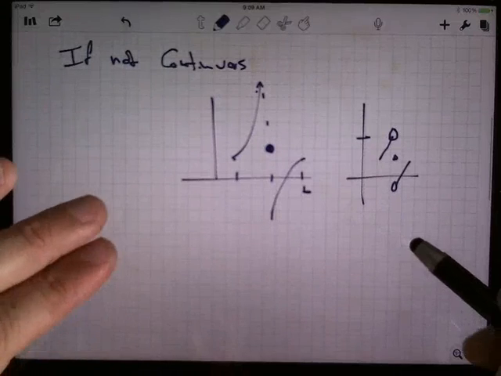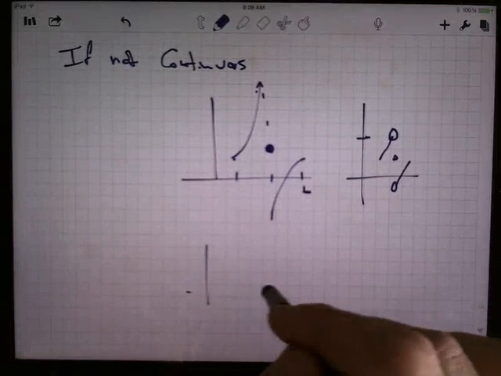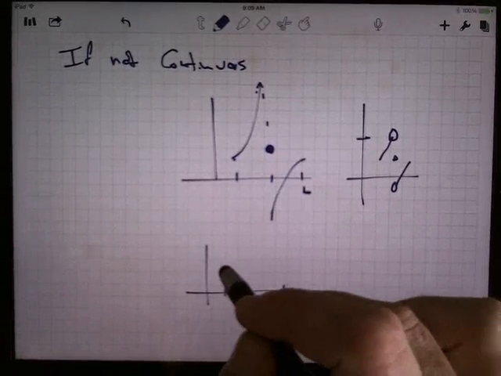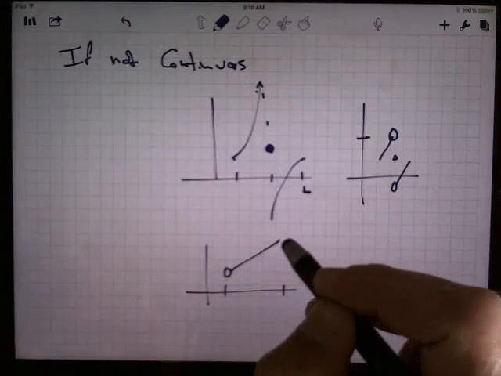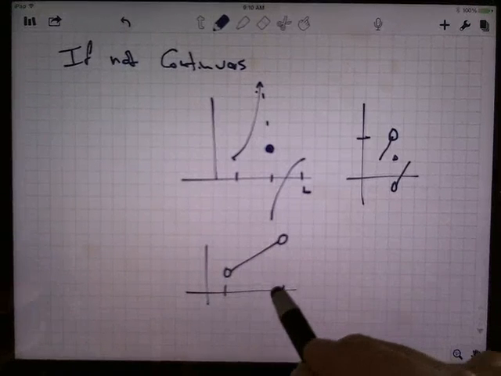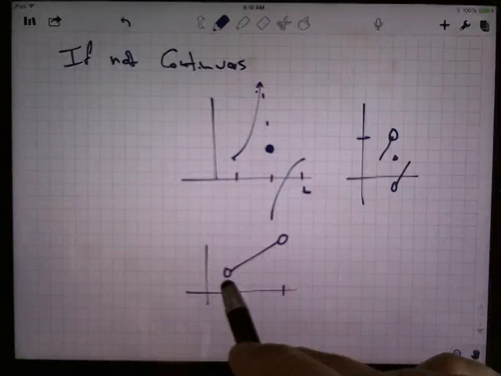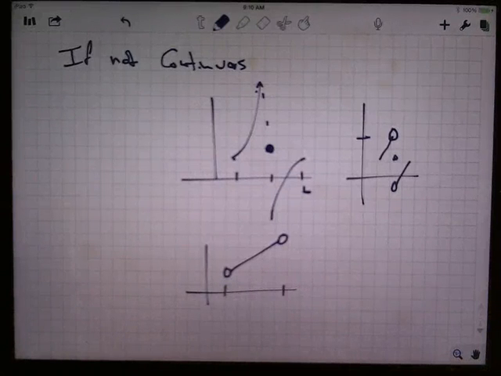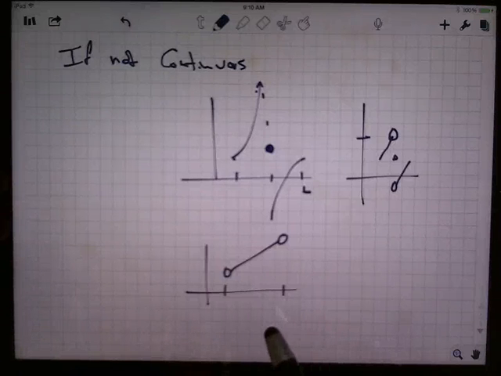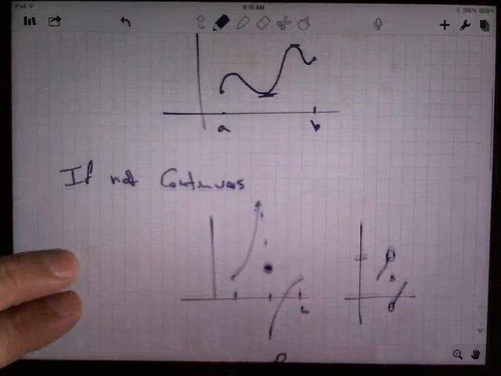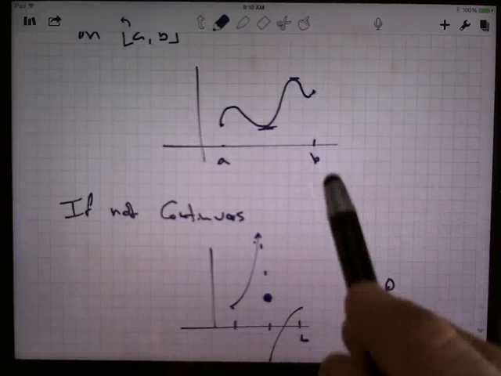Also, if you have an open interval, so if the endpoints are not included, just think about something like this, where the endpoints are not included. It has no maximum because the maximum would happen at the endpoint, which isn't there, or it has no minimum because the minimum would happen at an endpoint, which isn't there. So if you have both a closed interval and a continuous function, then you're guaranteed a max and a min.